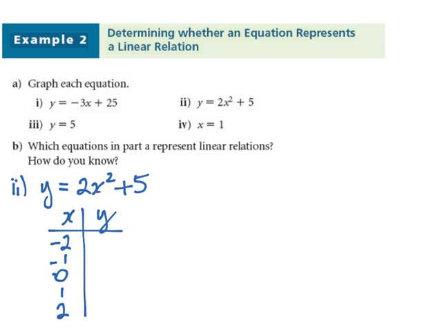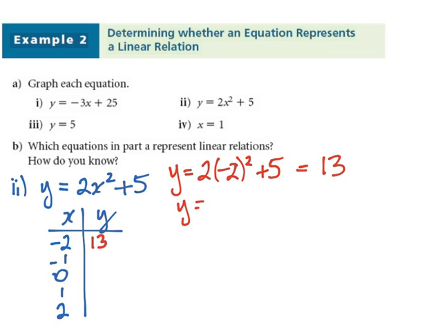So again, we're going to take these values and plug the x values into our equation. So we have 2 times negative 2 squared plus 5. Make sure you put brackets when you do your calculations. In this case, when x is negative 2, we get a value of 13. So we have our first coordinate point. Now again, plug negative 1 in for x into our equation, and then we get 7 for our answer. That's our second coordinate point.